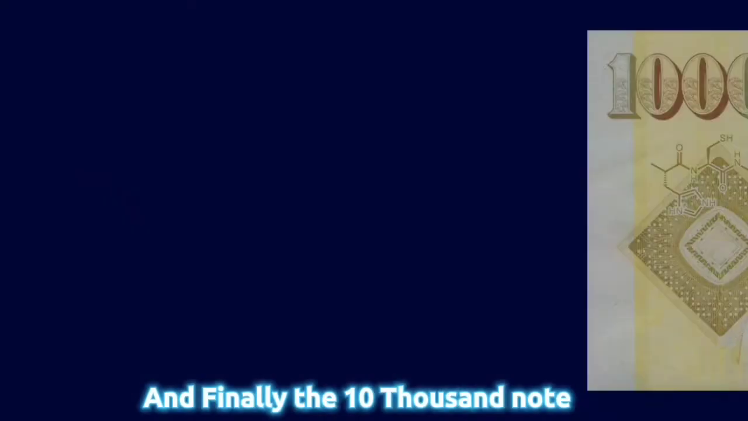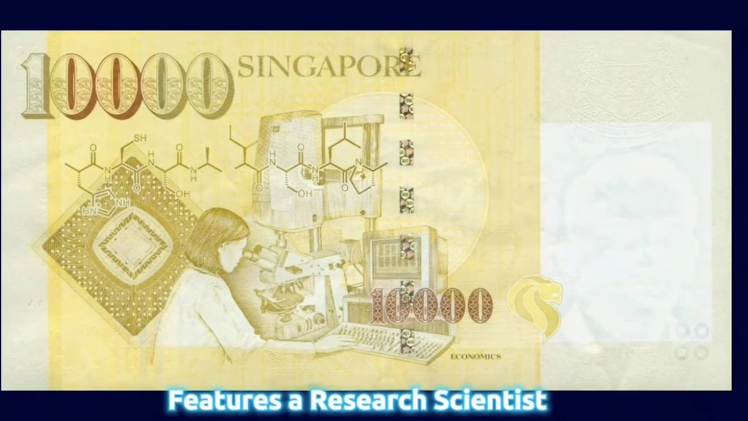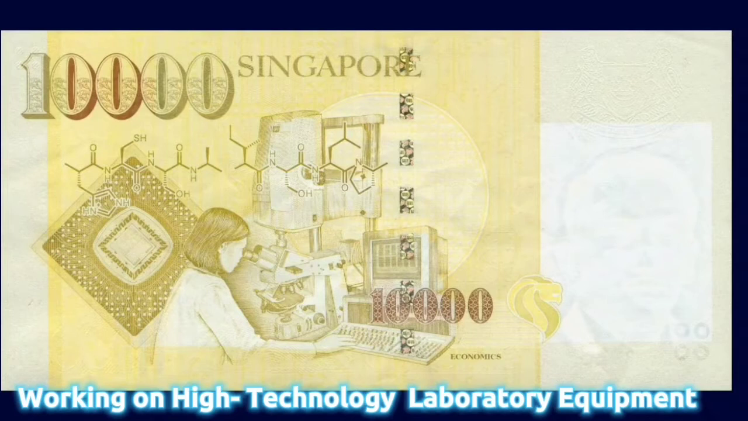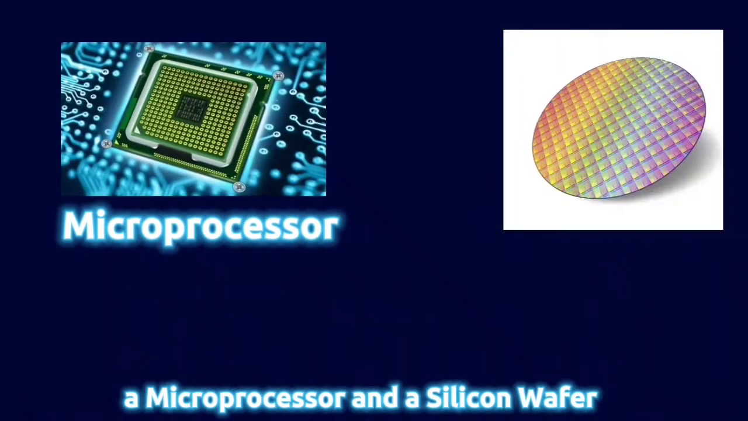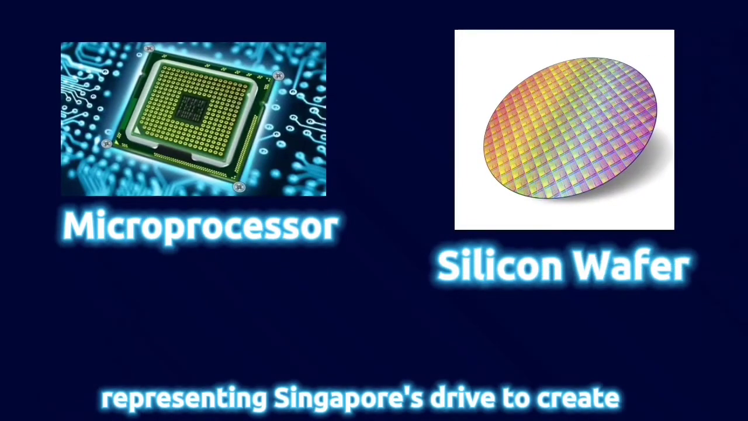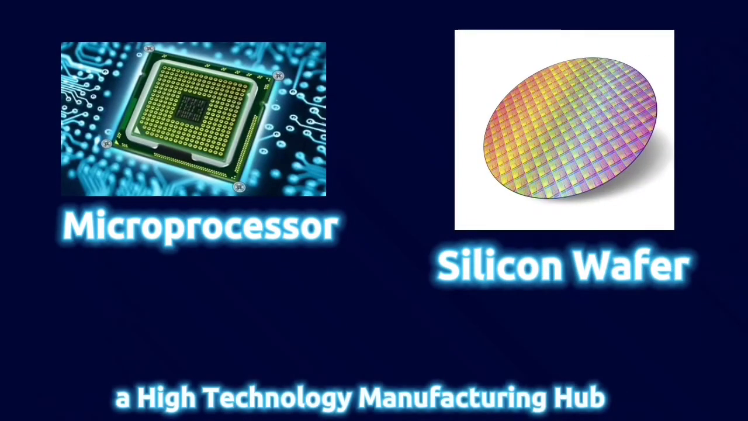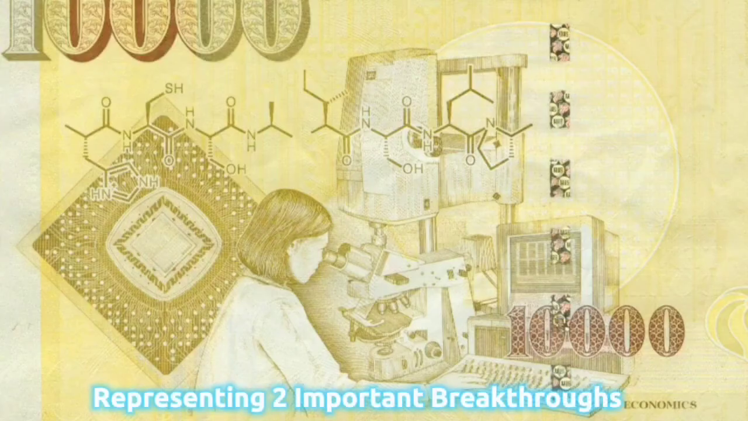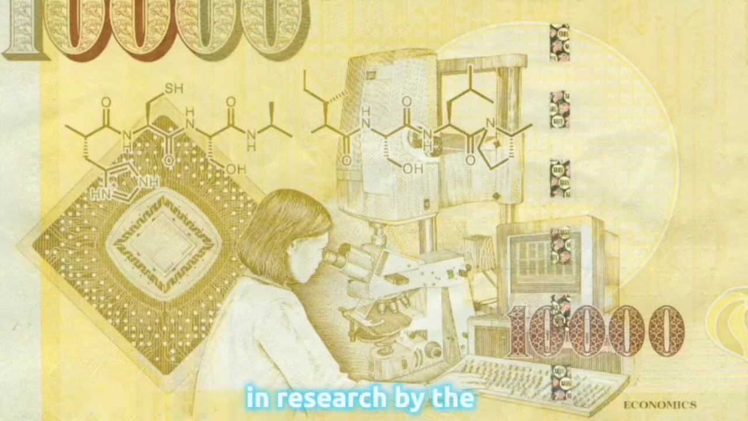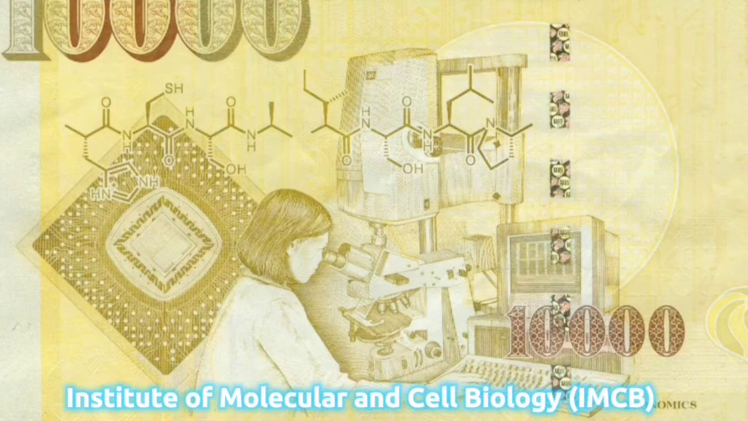And finally, the $10,000 note features a research scientist working on high technology laboratory equipment, a microprocessor, and a silicon wafer, representing Singapore's drive to create a high-technology manufacturing hub. It also features two partial sequences of two proteins, the tyrosine kinase and the tyrosine phosphatase, representing two important breakthroughs in research by the Institute of Molecular and Cell Biology.